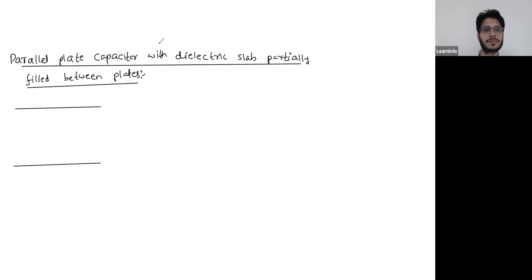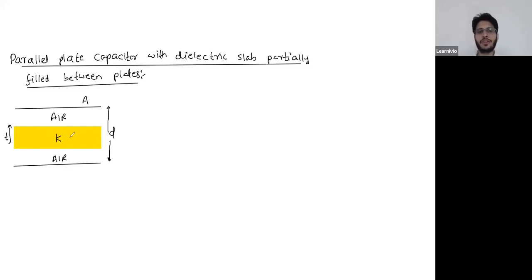So these are two plates, a plate having area A and separation D. And in between the plates, we have placed this dielectric slab of dielectric constant K and thickness T. So this is dielectric and this is air. So I have placed this dielectric partially between the plates. So T is the thickness of the slab, and here T is less than D. The thickness of the slab is less than the separation between the plates.